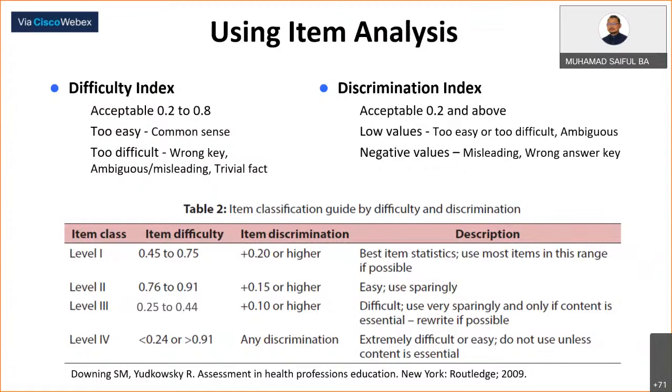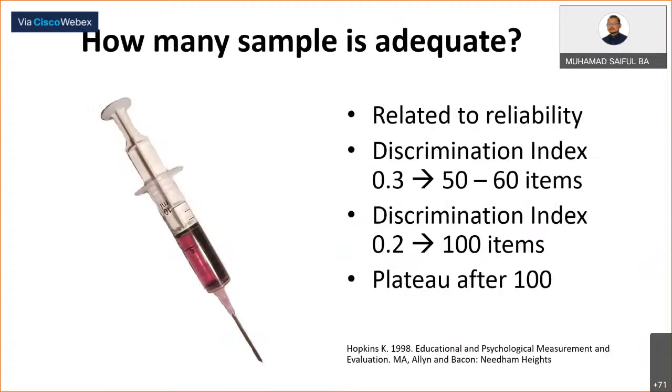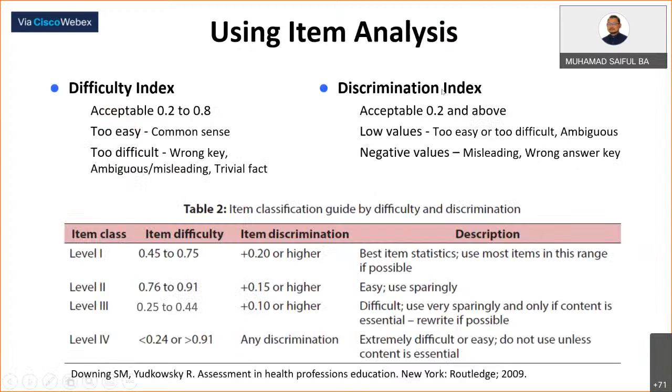Okay, yes, definitely you can take higher. This is a minimum. Okay, this is the minimum. Higher is always good for the discrimination index, because it's really a good item to discriminate between poor and good students. Best range here: 0.2 and above for the discrimination index, and difficulty index 0.2 to 0.8. So this is the acceptable range for us to consider.